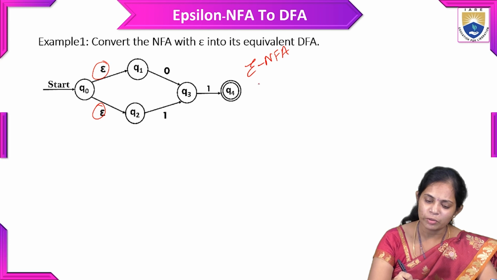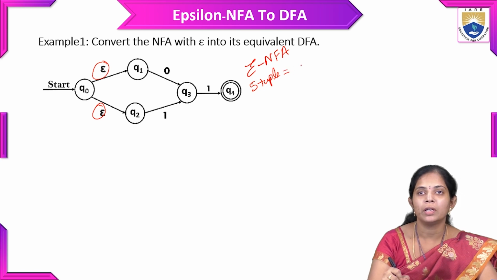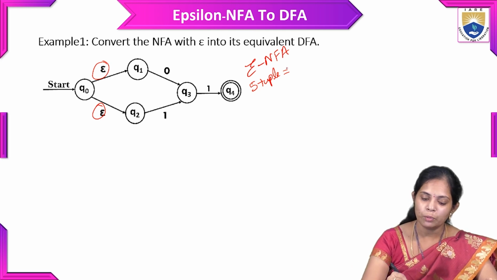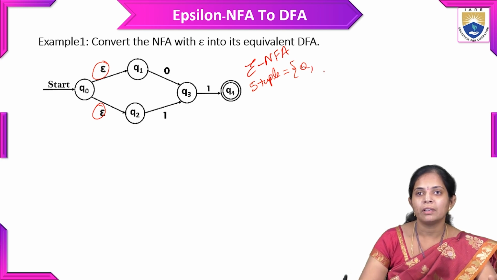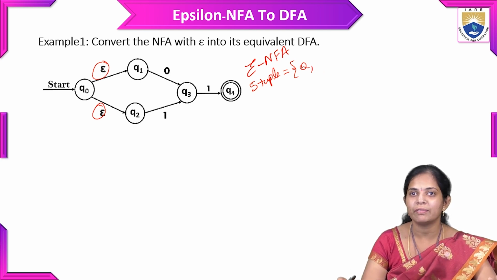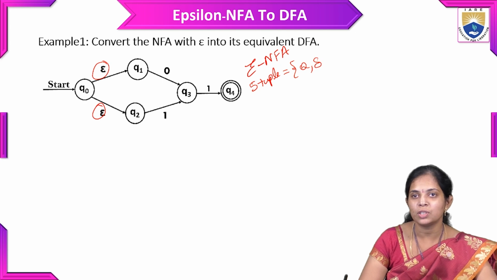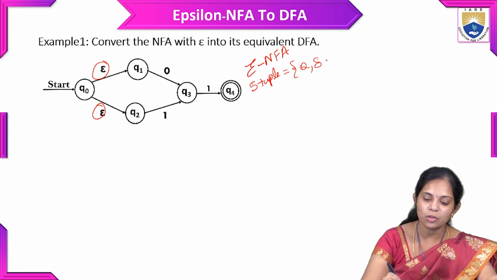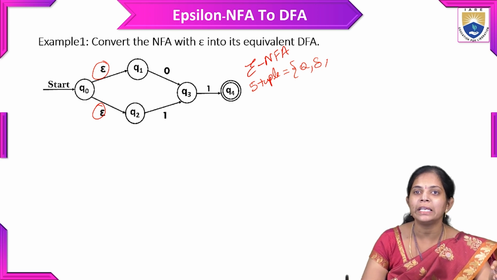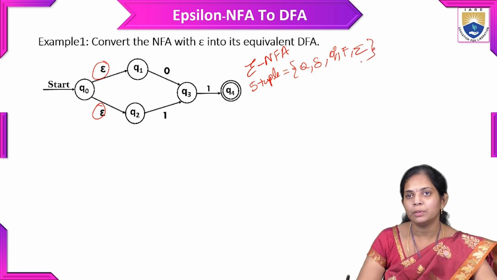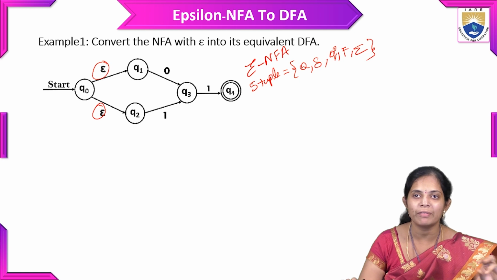For this, the first step is to find the five-tuple. For every NFA, DFA and Epsilon NFA we have a five-tuple. It has Q, a finite set of states, and delta, the transition function, whether it is an NFA or DFA. Then we have the initial state, the final states, and sigma. For every transition diagram, we can represent these five-tuple components.